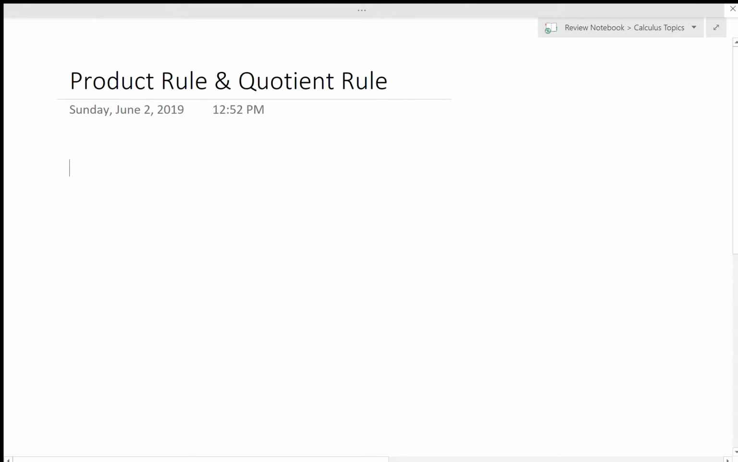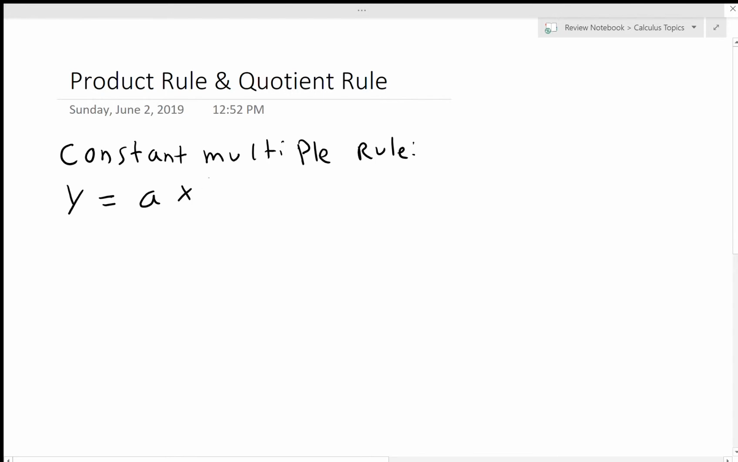Today we're going to go over the product rule and quotient rule. Before that, we're going to go over a quick thing about the constant rule, or the constant multiple rule. So the constant multiple rule, you kind of see it in the power rule. The power rule again is y equals a times x to the n.